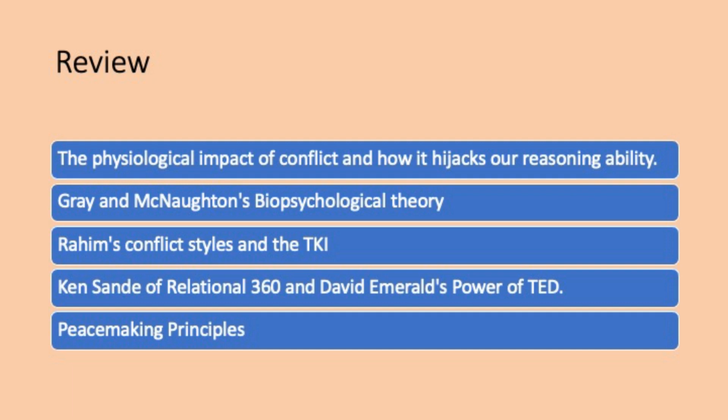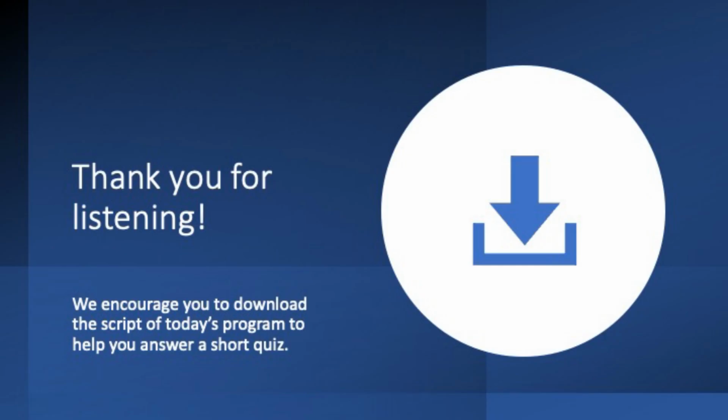Next, we examined some helpful ways of understanding conflict offered by Ken Sandy of Relational 360 and David Emerald's Power of TED. We concluded this unit by offering some peacemaking principles based on what we learned in this unit. In our next unit, we will study the important role of perceptions, selective exposure, and attribution theory.